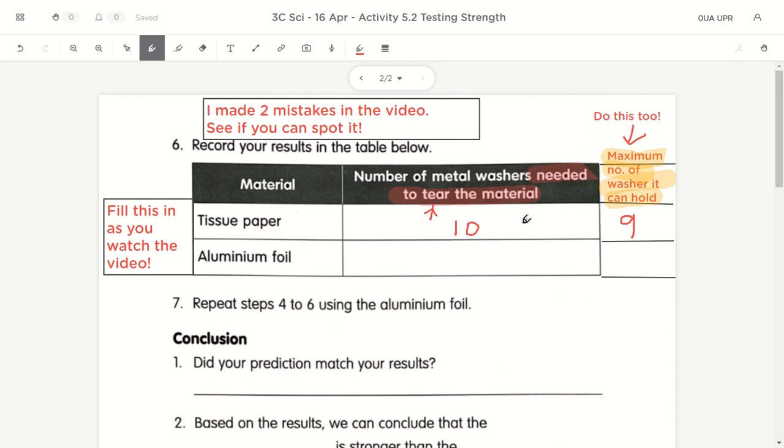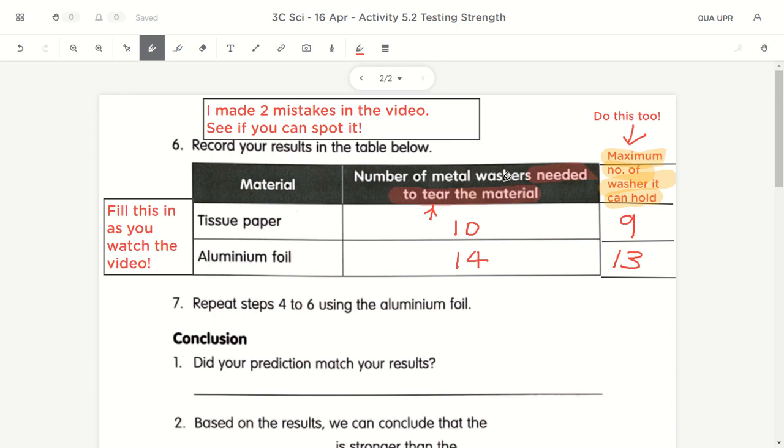Okay, so 9 is still okay, so it's the maximum you can hold, but when I want to put in 10 it starts tearing, and that's why the number here is 10. Same thing for aluminum foil. When it was at washer number 13 it was fine, it was still hanging on, but when I tried to put number 14 it tore.